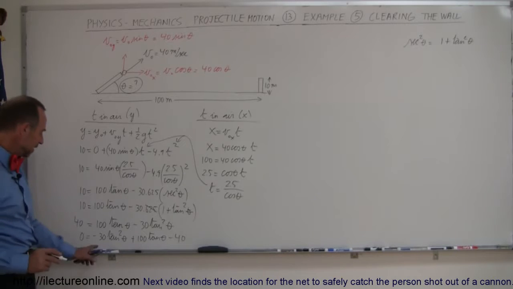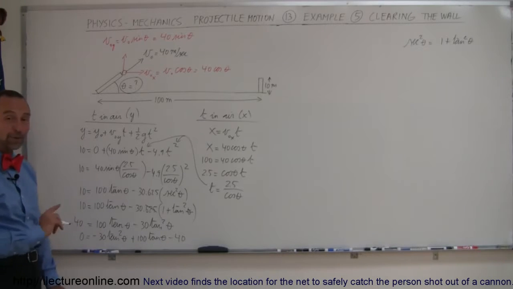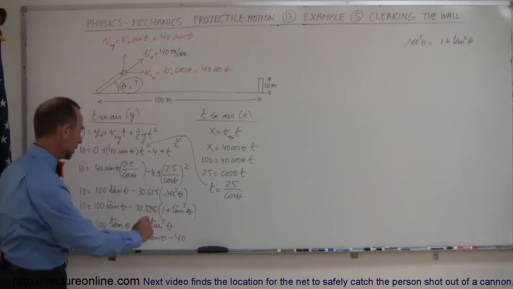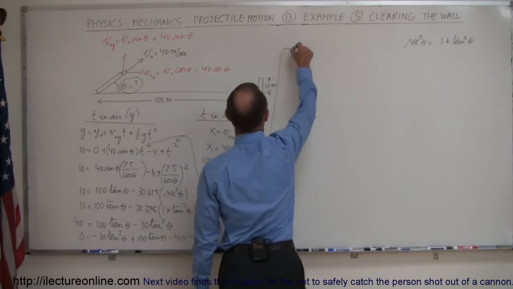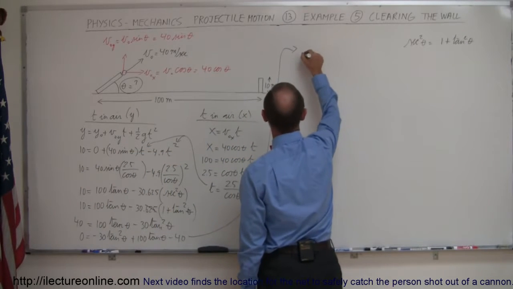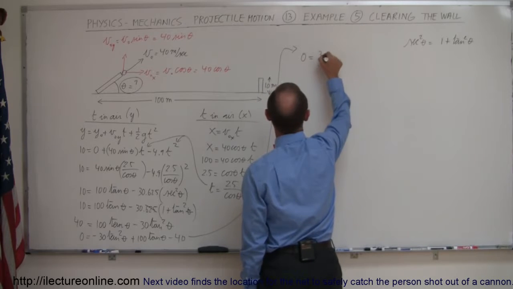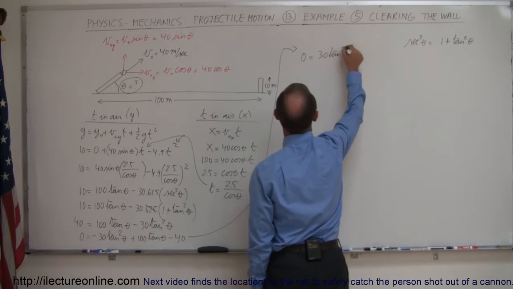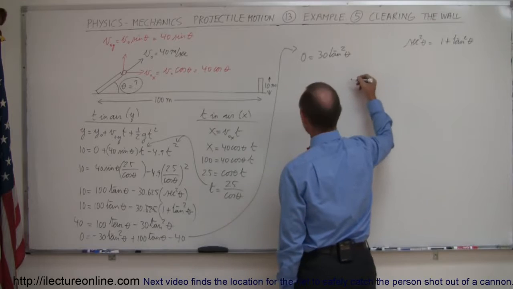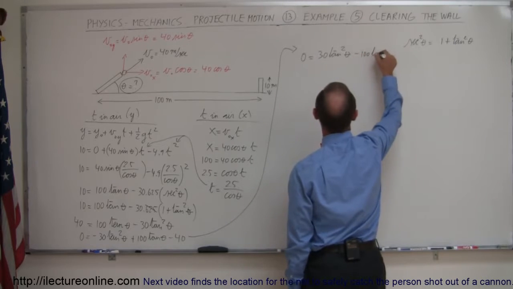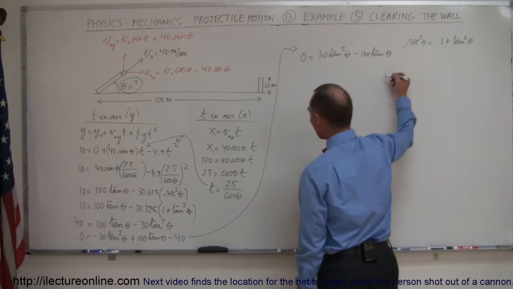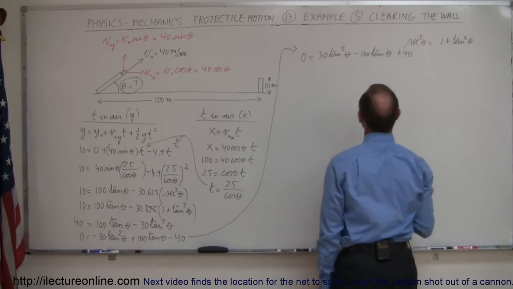Of course, I don't like negatives in front of the square term, so I'm going to multiply both sides by -1 and write it over here. So I'm going to come over here. And this is going to be 0 is equal to a positive 30 tangent square of theta minus 100 tangent of theta, and that would be plus 40.